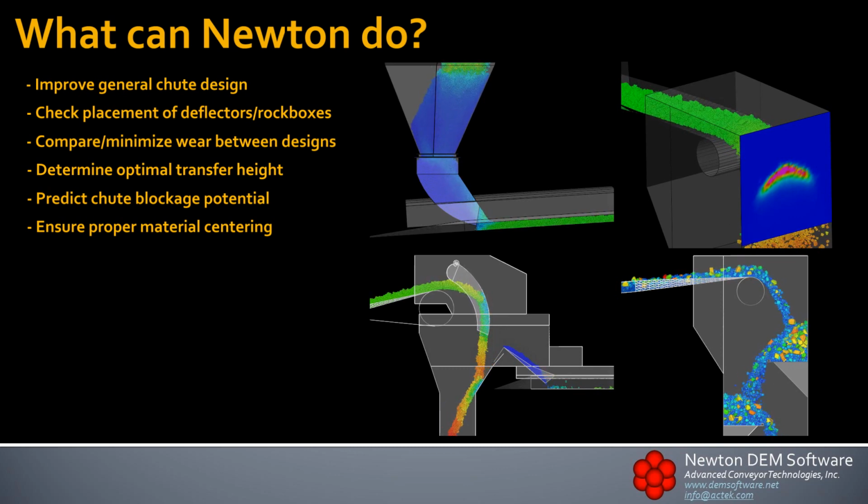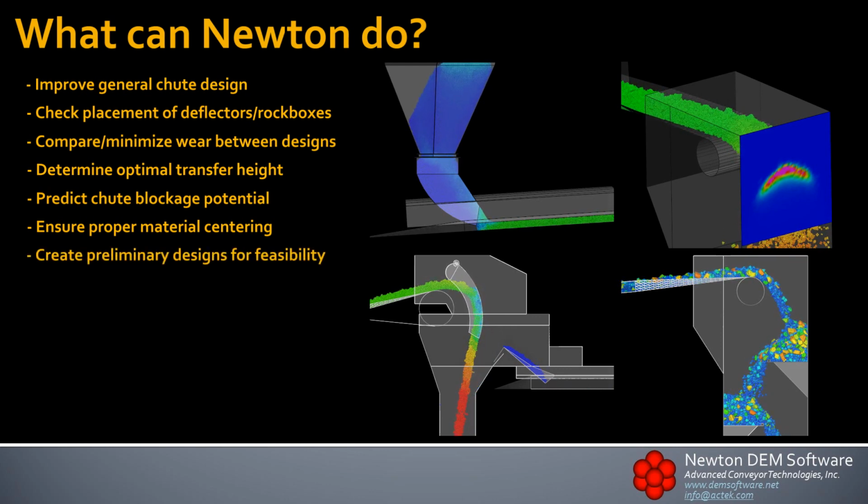Newton is also great for the feasibility stage. With the coarse particle set, you can quickly run several simulations to create a great preliminary design. Then you can turn around and use those results to create an excellent animation to show your client or help win project bids.